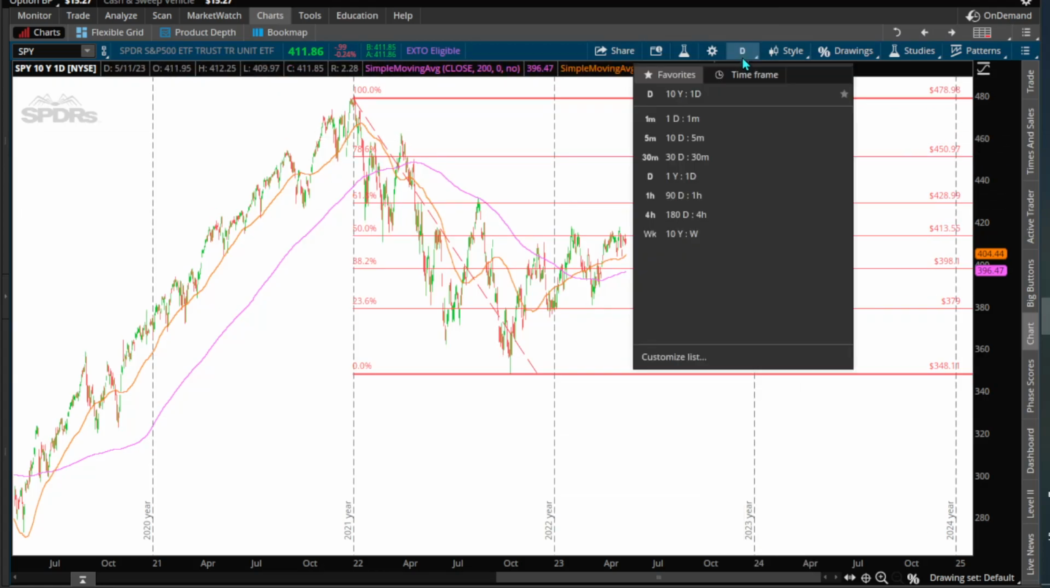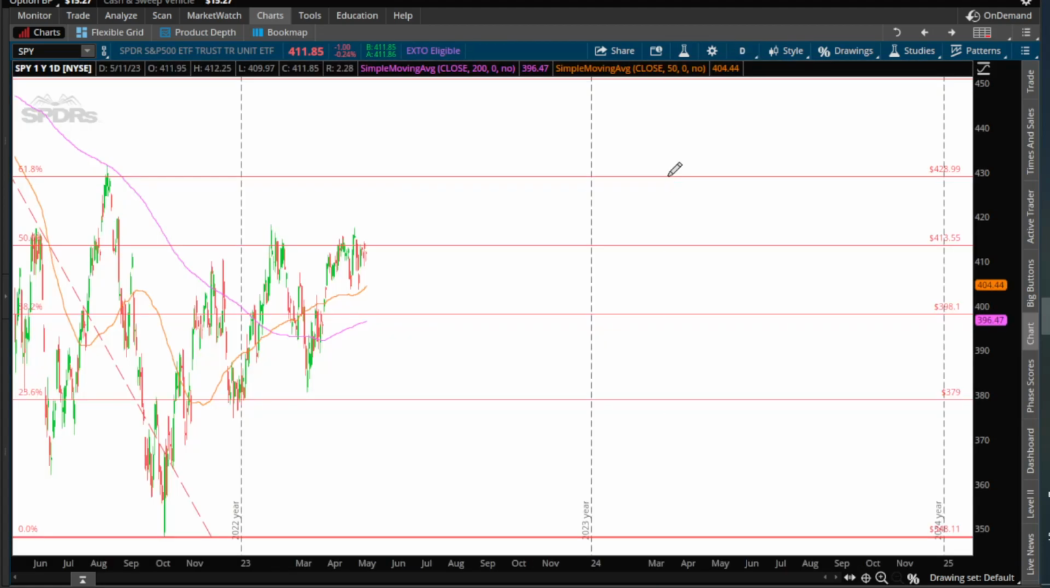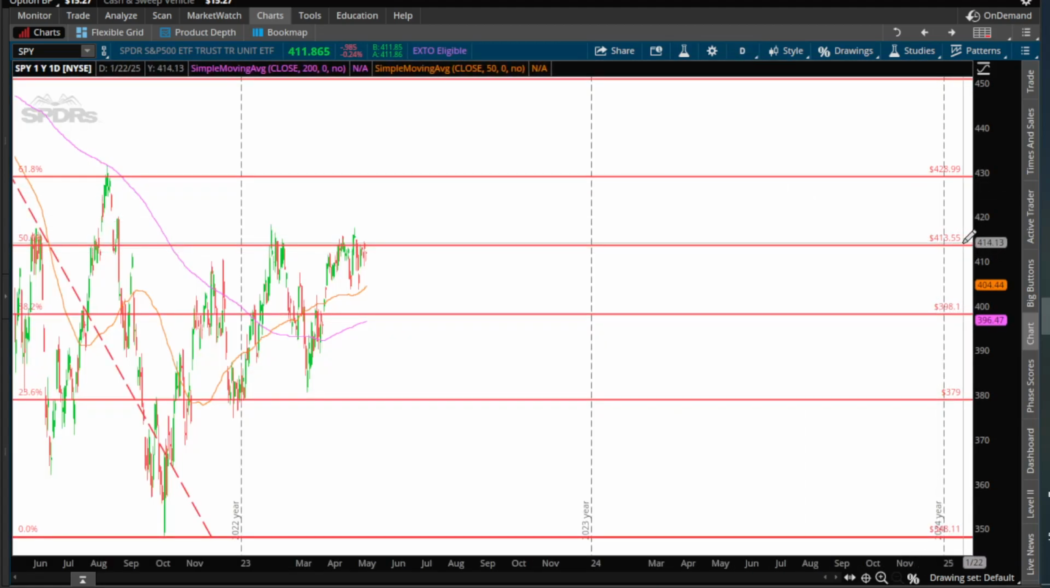So now if we want to see where we're at, we're going to go to a lower time frame, the 1 year, 1 day. And now we can see this very clearly. So we have that fib level right there, and it's right around 413.54 for SPY. Now that is essentially the 50% retracement level. That is why we're having so much difficulty getting over this level right now.